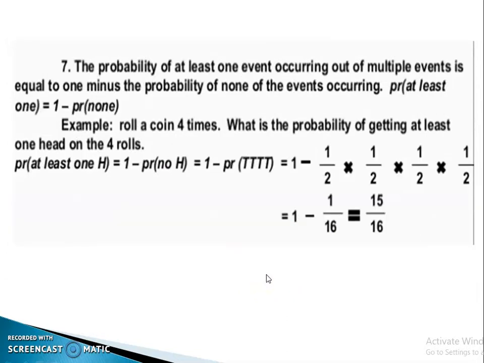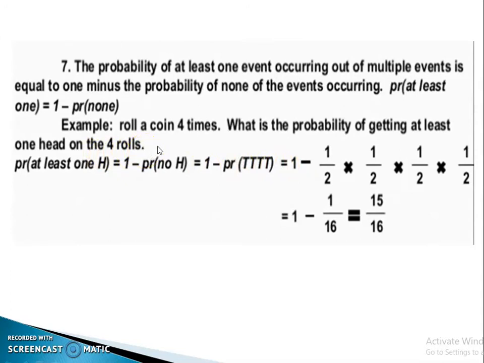Rule number 7 is, the probability of at least one event occurring out of multiple events is equal to 1 minus the probability of none of the events occurring. Probability of at least one is equal to 1 minus probability of none. Example, toss a coin 4 times. What is the probability of getting at least one head on the 4 tosses?